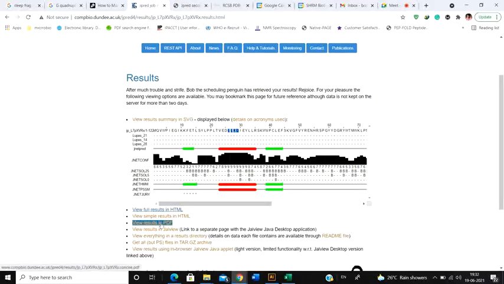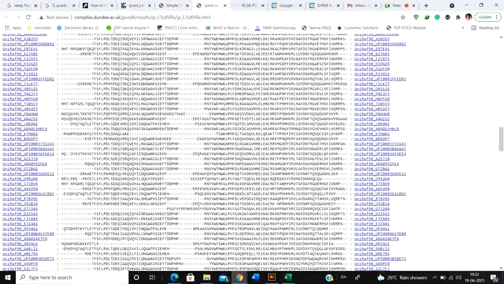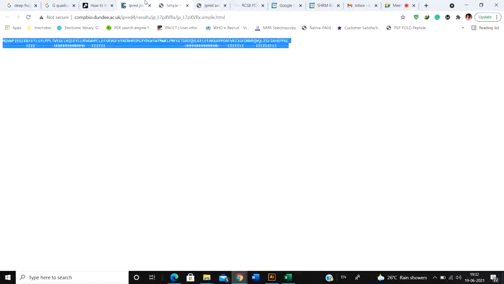Again, you can also view the simplified result. If you simply click on simplified result, it's only going to show you the secondary structure, because this is what we need to see, only the secondary structure. So it is not going to show you the detailed analysis like this. It's only going to show you the secondary structure, that's all.